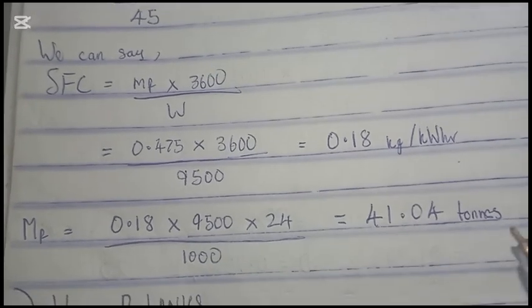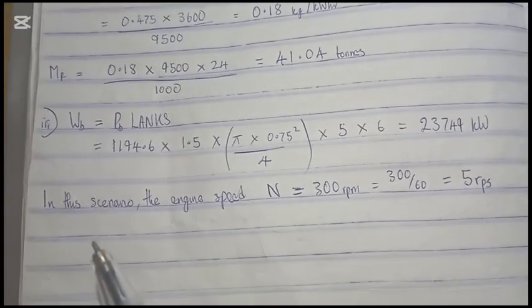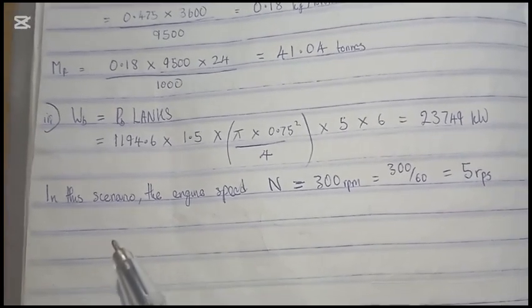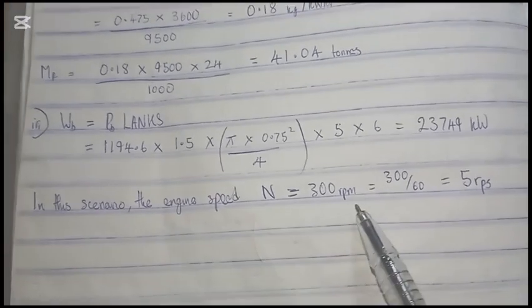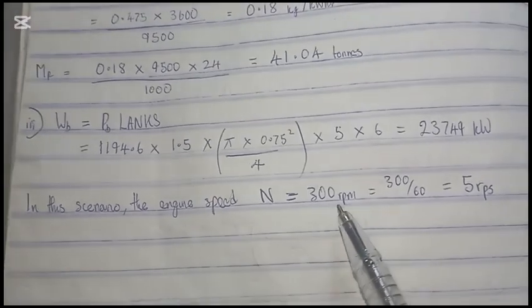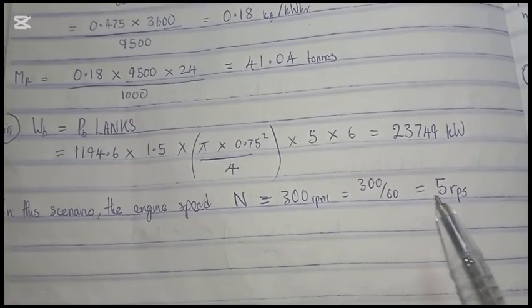Then the second part was to find the brake power if the engine was moving at a different speed. That is, in this scenario, the engine speed is 300 revs per minute. So we're converting the 300 revs per minute to revs per second. That is divided by 60. So that's 5 revs per second.